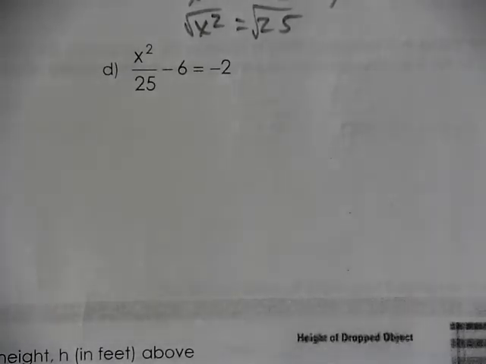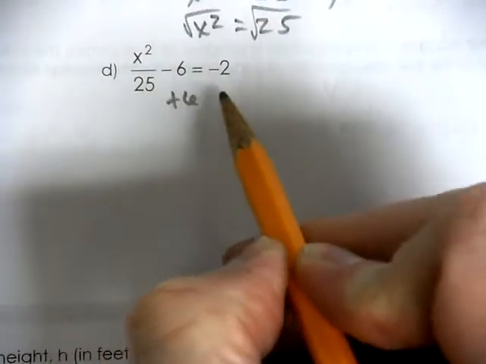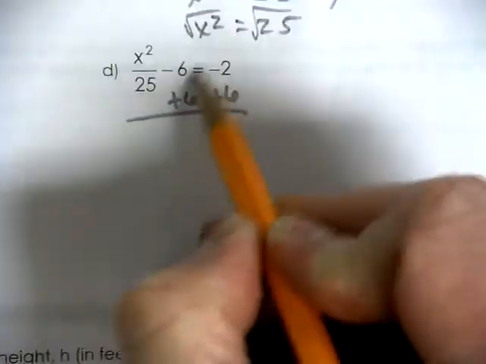So here you've got to make a decision on what you do first. So try to make your decision now. What does it look like you're going to do first? How are you going to get to your x squared eventually all by itself? The logical step is to add the 6 to the other side.